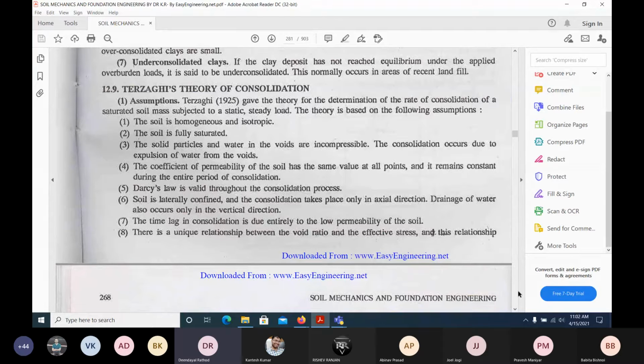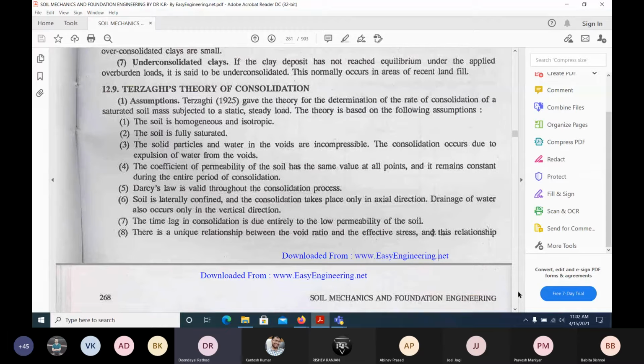This is for our convenience only. If you take three-dimensional, generally water would be expelled in all three dimensions, X, Y, Z. But we assume that the expulsion of water takes place in the vertical direction only, because these are the assumptions, and very important. Some people may ask you in the interview what the assumptions of Terzaghi's consolidation theory are. You should say that the expulsion of water takes place vertically only, in one direction only.